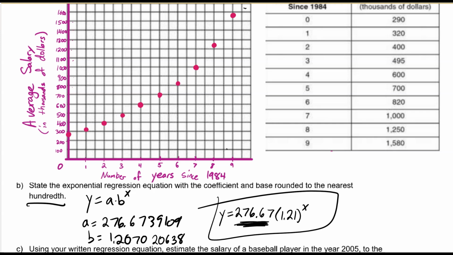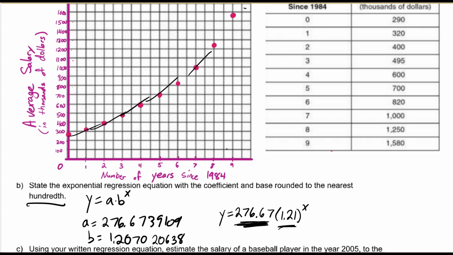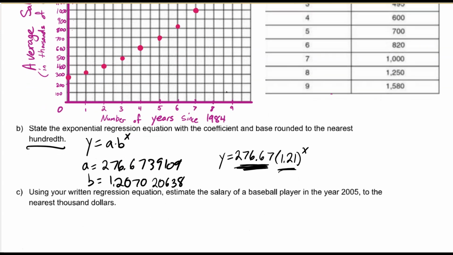This would be the starting value for whatever our exponential function of best fit would be, and it's somewhere between 300 and 200, so that fits. And this 1.21 means that we would grow at a rate of 21% every year, which would cause it to increase over time, not decay. So I think that fits with what we have here.